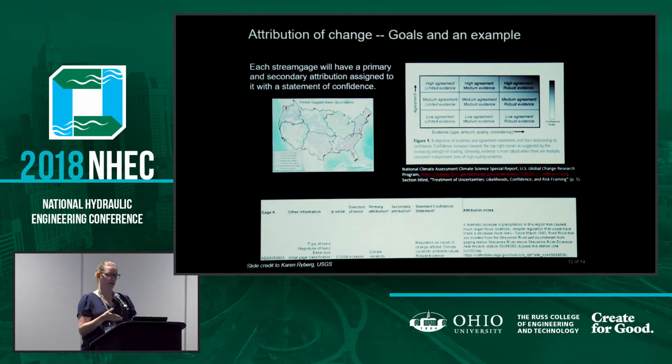But then you'll have a preliminary attribution column, a primary and a secondary. And then you're going to have the statement of confidence, how confident the hydrologist working on this project was that it's attributable to those two causes, and then notes that would support the attribution statements that they've made.